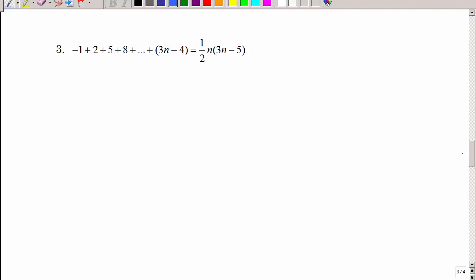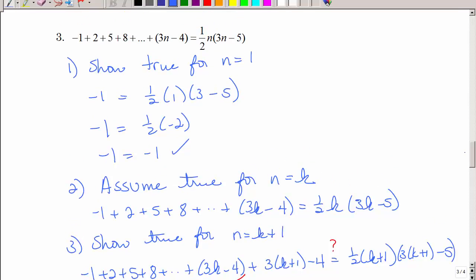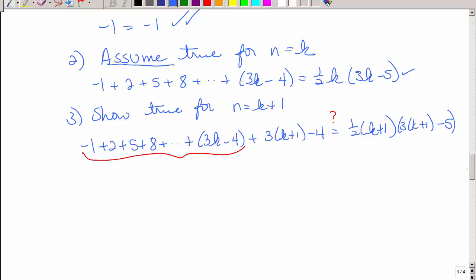You should try number 3. Go through the steps. So pause the video and then come back. Okay, so hopefully you have now given it a try. You have the steps written out. You can't just write the math, you have to write the words as well. So we're going to show true for n equals 1. Then we have our assumption statement here, and then we have to get to work.